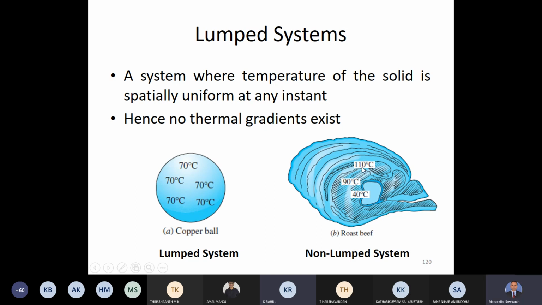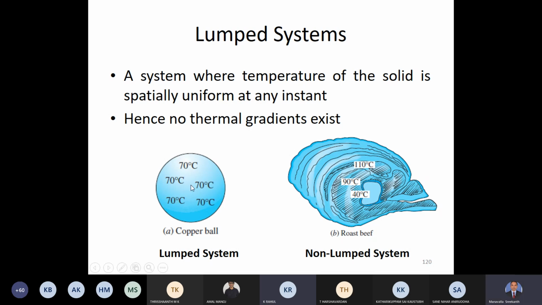In the same piece of meat, at one point the temperature is high, at another point the temperature is low. But in the copper ball, at any point the temperature is the same. So this is the difference. In a lump system, the temperature inside will be the same.